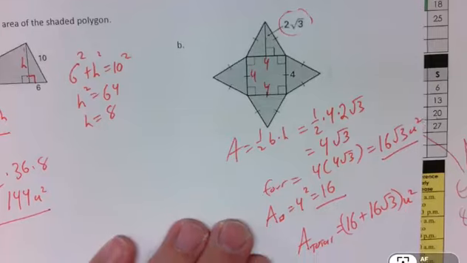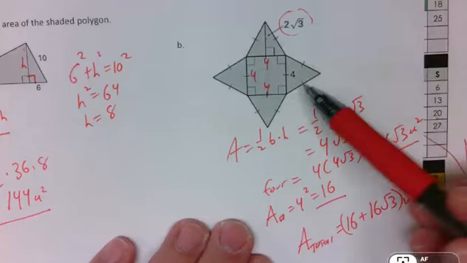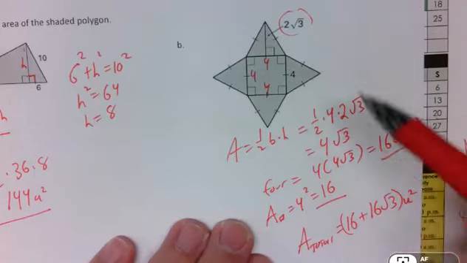Anytime you get a shape that's not one of the automatic shapes, just a triangle, just a rectangle, just a trapezoid, whatever, just break it up into smaller pieces and then add up those areas. Okay?